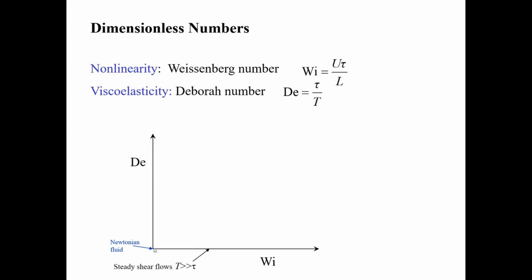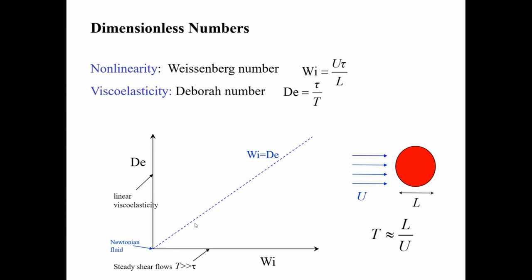So the steady shear flows that we talked about, those have zero Deborah number because the T here is infinite. On the other hand, the Weissenberg number is non-zero, so things like the rod climbing, that sort of generalized Newtonian fluid model, you could put along this axis. On the other hand, linear viscoelasticity sits along this axis, because now we're assuming that the Weissenberg number is small, so it's still linear, but we're now allowing for time-dependent effects.